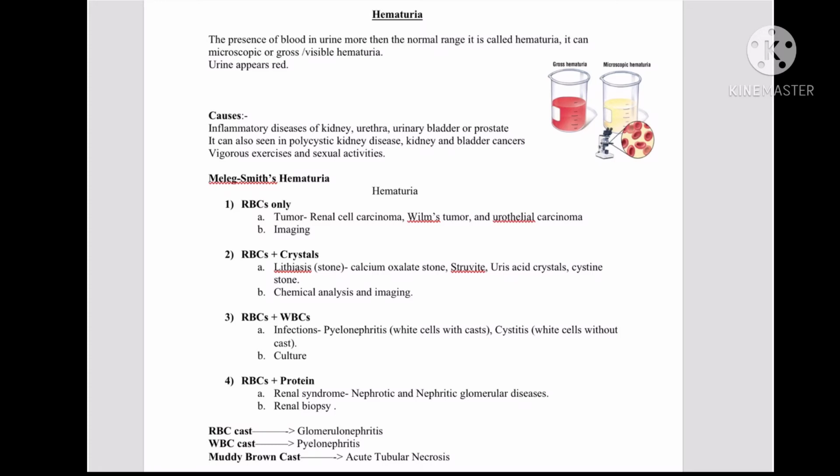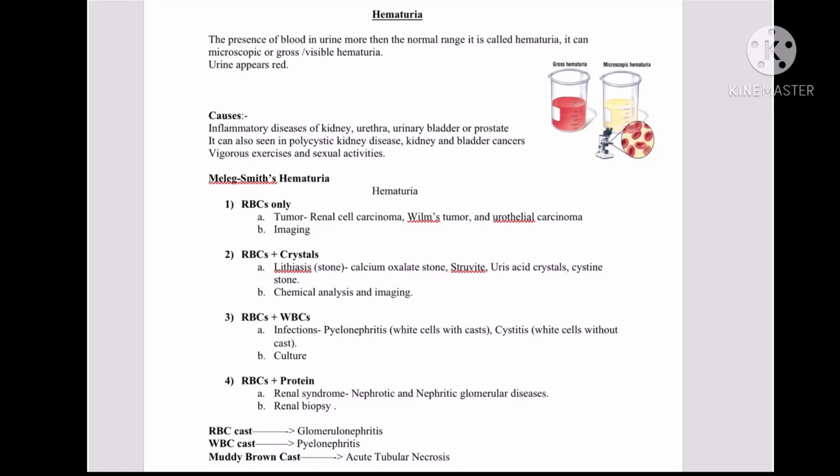In gross or visible hematuria, the urine appears red, while in microscopic hematuria, we cannot see the color of the urine as red. It may be slightly pinkish or normal, but RBCs are detected under microscopic examination.